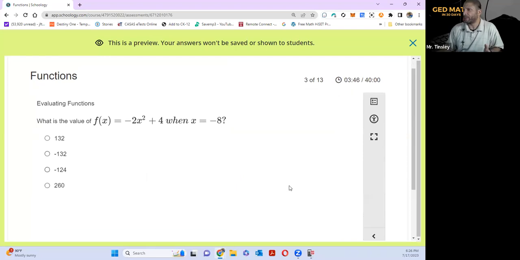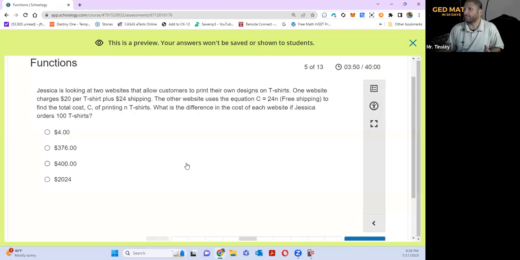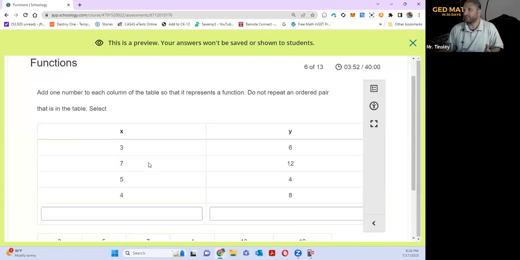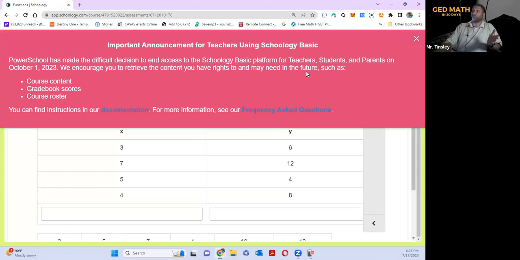So this is another similar problem. We're going to skip that. I'm going to go to a word problem. Oh, we already did that one. See, that's the announcement from Schoology: October 1st, they canceled.